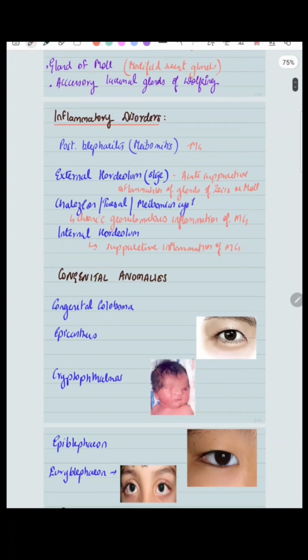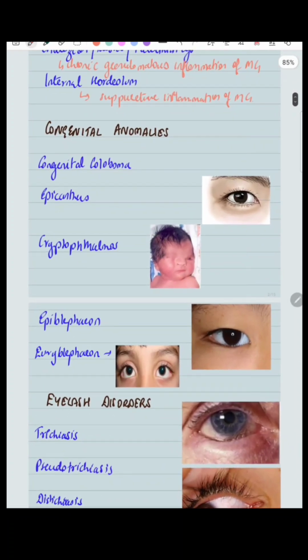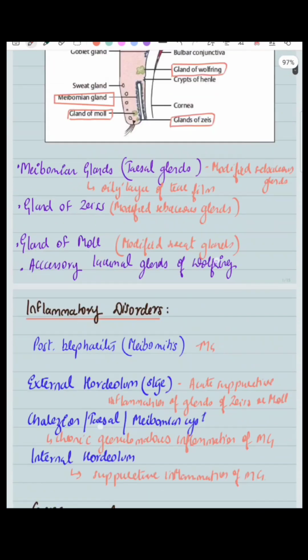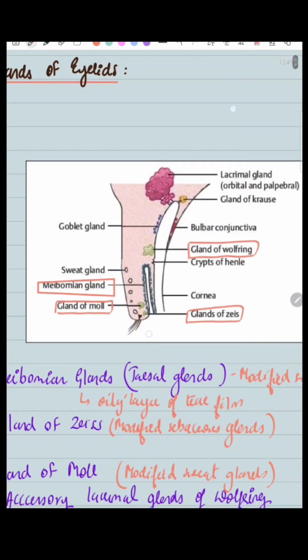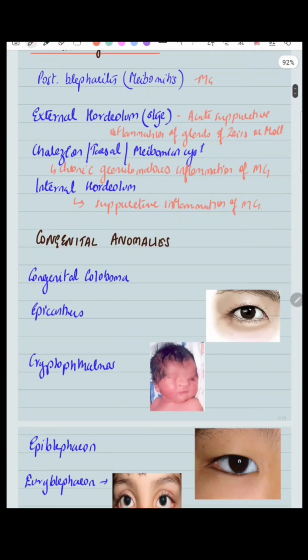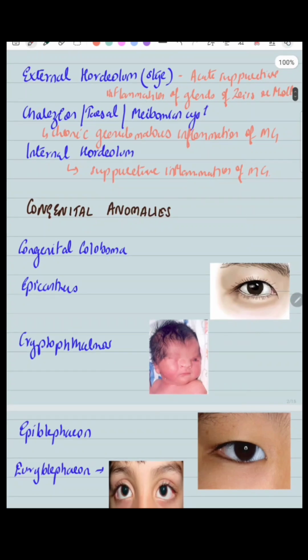Next, coming to congenital anomalies in the eyelid. This is a meibomian gland, gland of Moll, gland of Zeis, gland of Wolfring. Congenital anomalies of the eyelid include a congenital coloboma. It is usually on the nasal side of the upper eyelid.